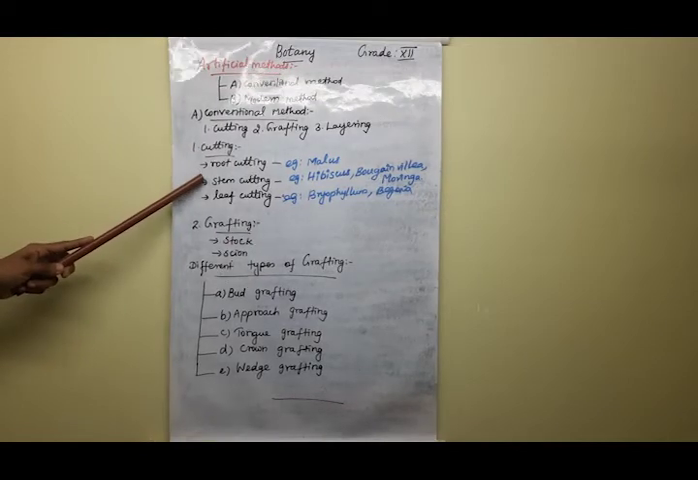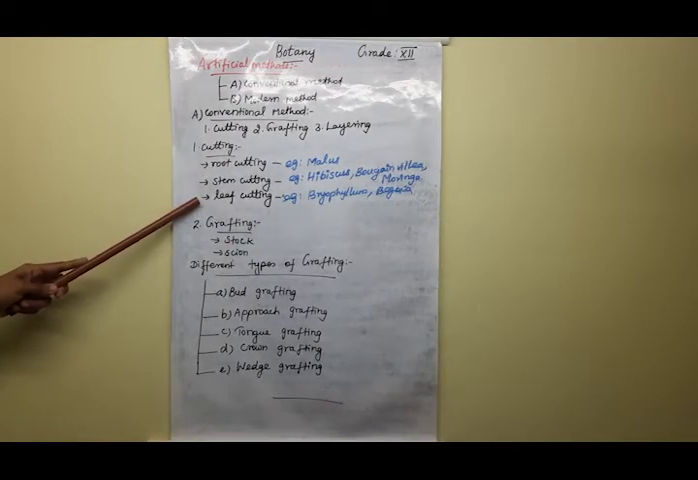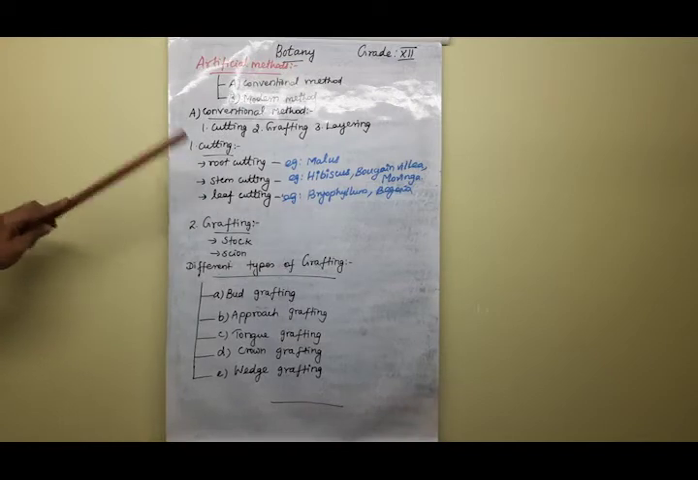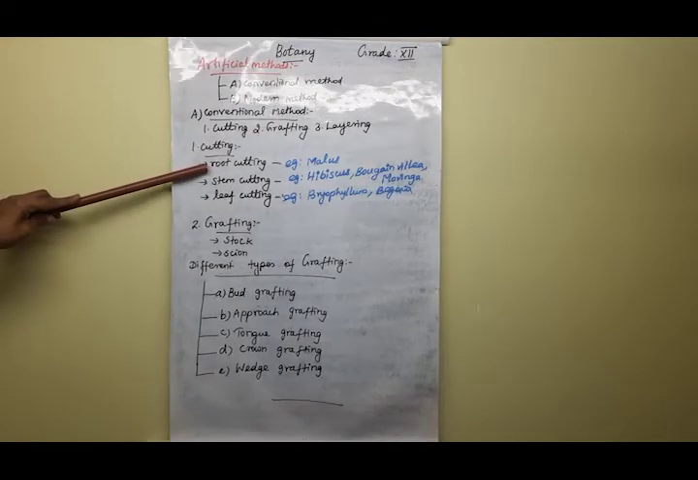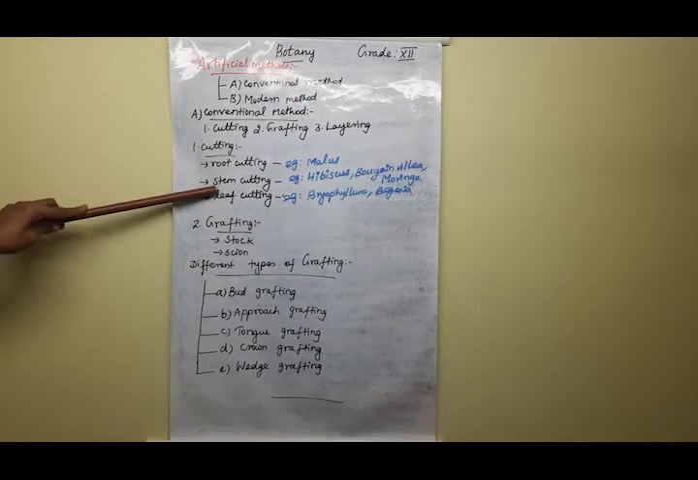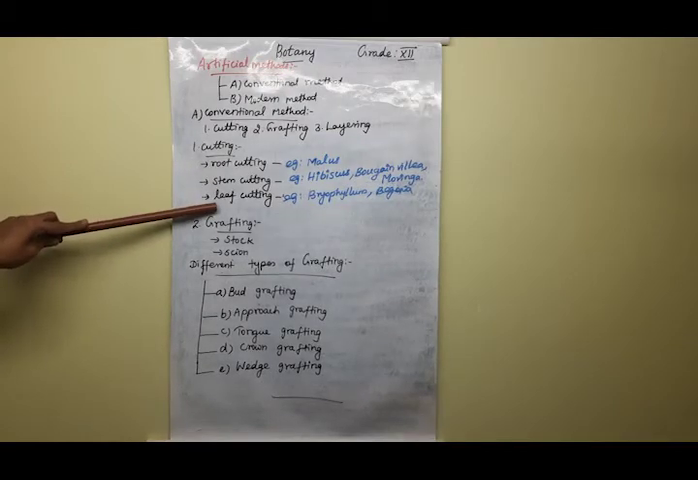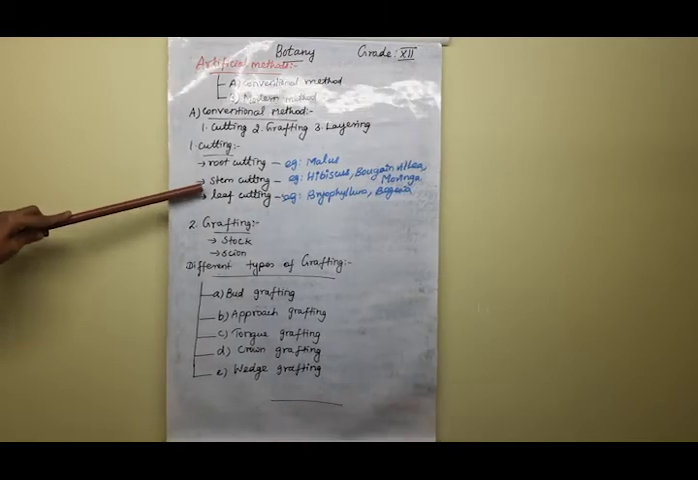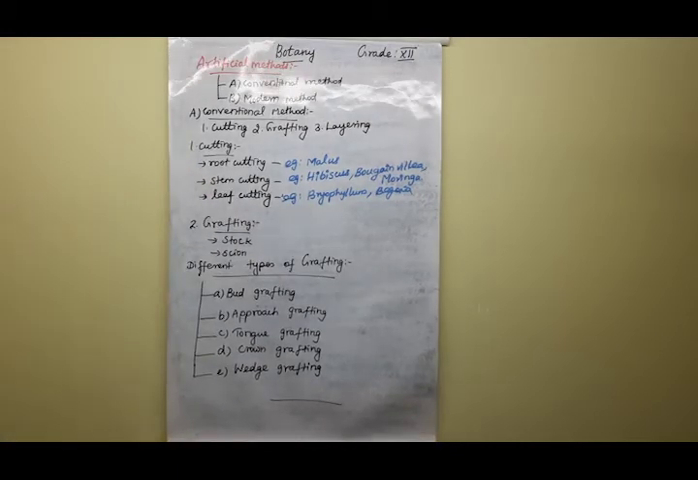This cutting comes in three types. Root cutting: from the root part we cut, and it grows into a new plant. And then from the stem region, they cut and it grows; that is known as stem cutting. And then there is leaf cutting. Clear? So these are the three types of cutting methods.